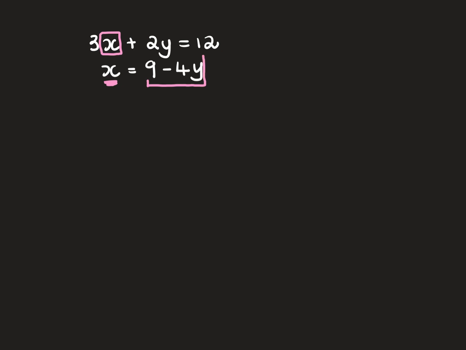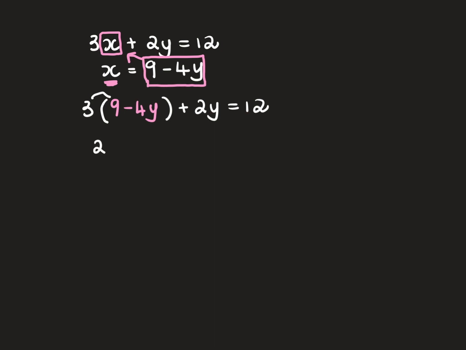Here's another pair of simultaneous equations. Think about what substitution you would do. First thing I notice I have here for x, 9 minus 4y. X is equal to 9 minus 4y, and here's an x here. I could substitute this 9 minus 4y into that equation for x. That's what I'm going to do. So I'm going to go 3 lots of 9 minus 4y, not forgetting my brackets there, plus 2y is equal to 12.